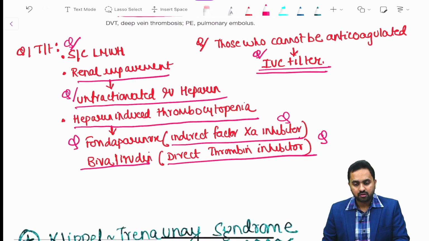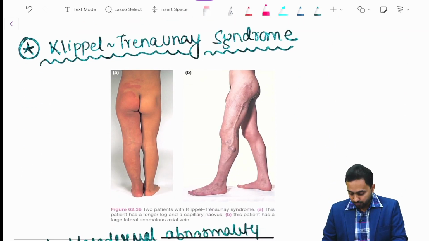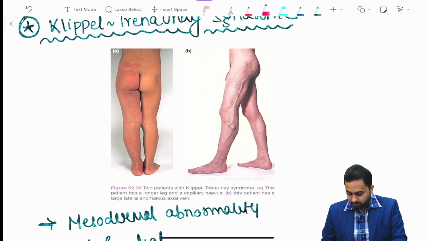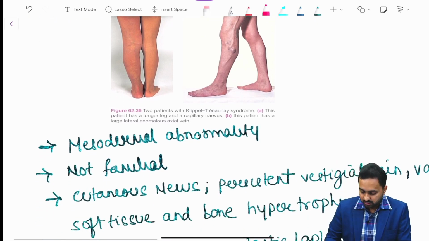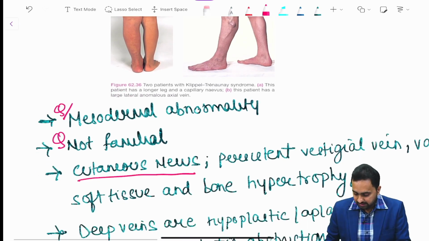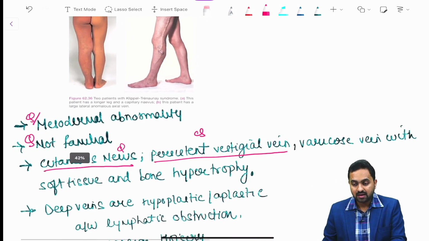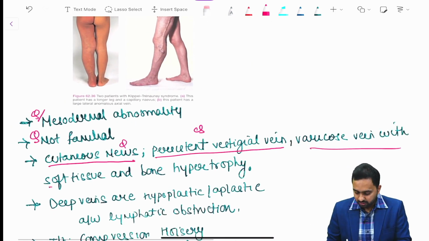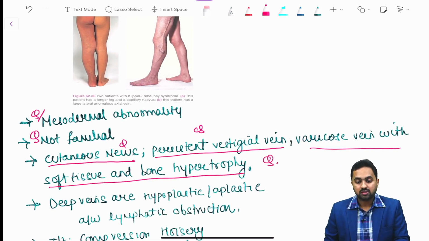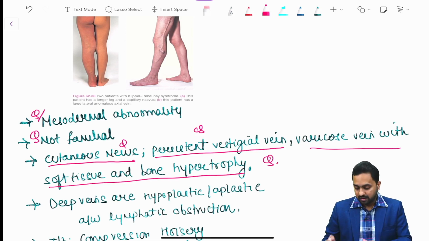Now, a few additional topics in venous disorders that we would discuss is the Klippel-Trenaunay syndrome. So, you can see the image over here of a Klippel-Trenaunay syndrome. It is a mesodermal abnormality, not familial. Now, it presents with cutaneous nevus, persistent vestigial vein and varicose vein with soft tissue and bone hypertrophy. So, these are the classical features of Klippel-Trenaunay syndrome, which we need to differentiate from the Parkes Weber syndrome, which we shall discuss subsequently, which is an arteriovenous malformation, right.